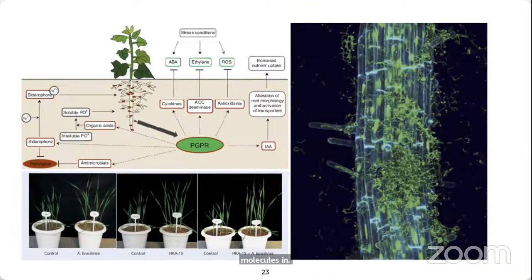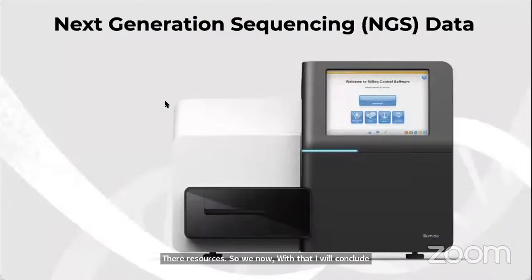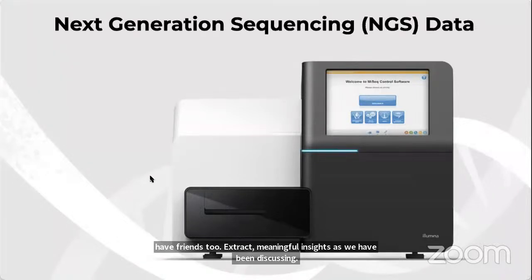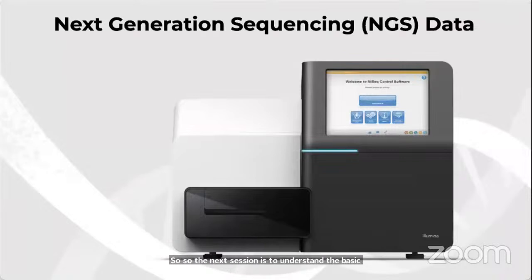So with that, I will conclude today's lecture, and in the following sessions, we will focus more on the important part of these studies, which is our ability to compare the DNA code from a given individual to a reference. This comparison is made possible through the computational advances that take millions of these short reads and align them to the reference to extract meaningful insights, as we have been discussing so far. So the next session is to understand the basic concepts of sequence analysis by performing it in an environment like R.